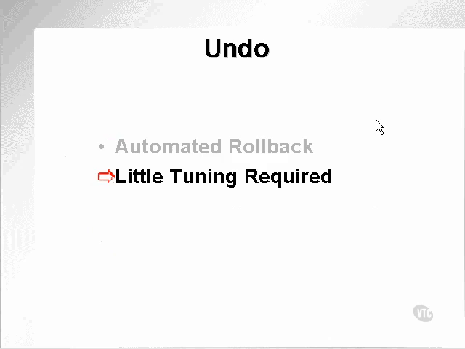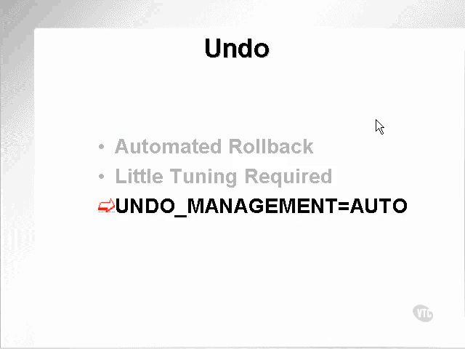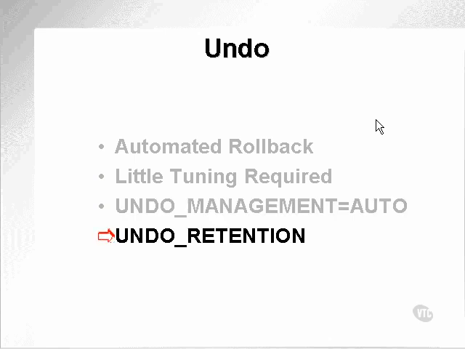Automated undo requires a lot less tuning than manual rollback segments. As I already said, you've got to set the undo management parameter to auto. There's another parameter called undo retention. What does undo retention do?